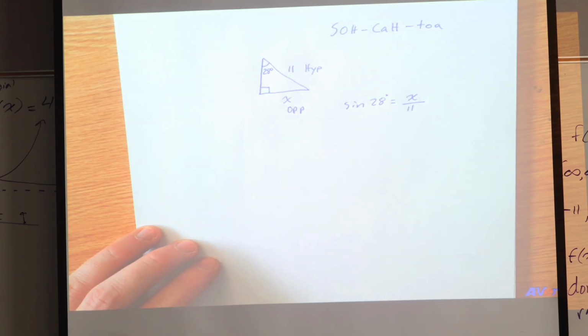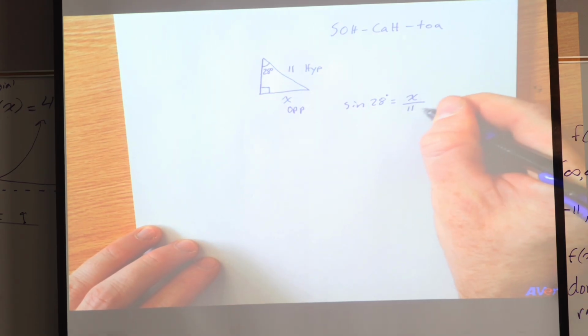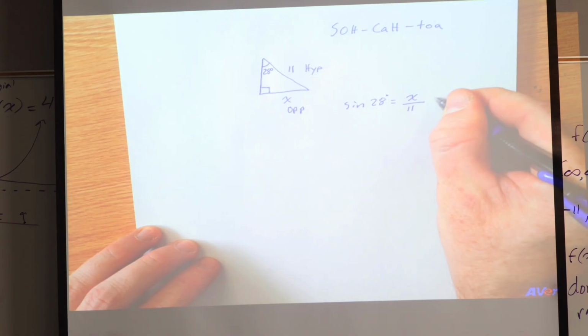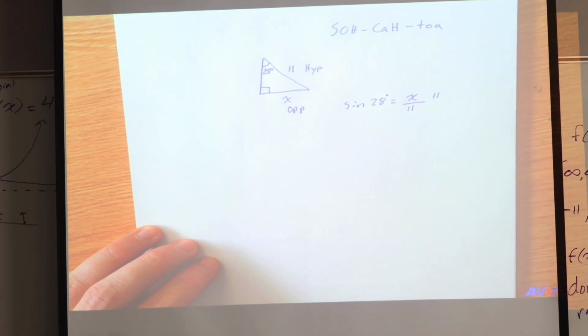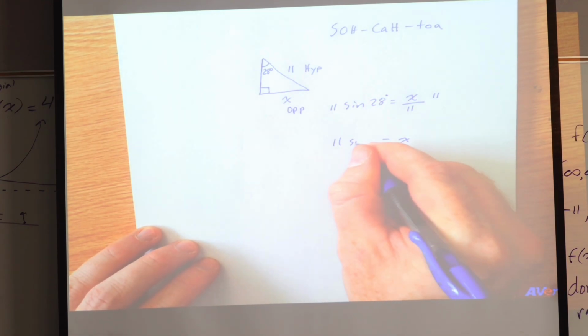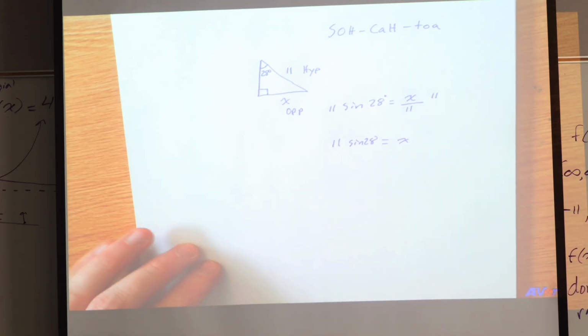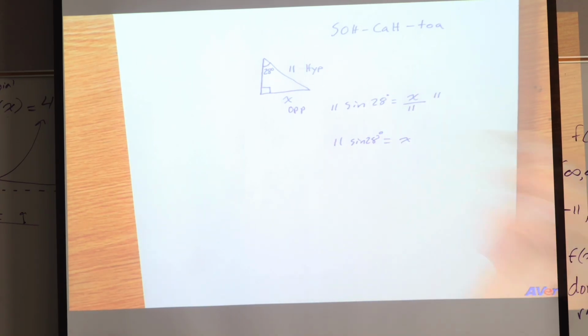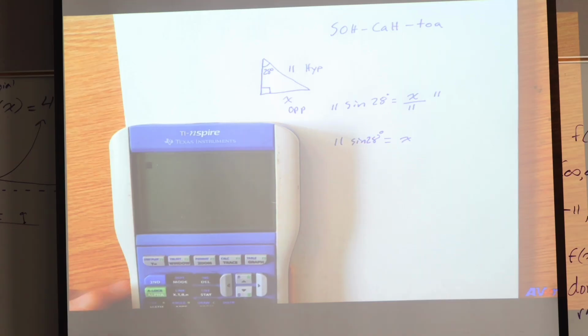Once we're here, then we just use a little bit of algebra. To get the x by itself, we're dividing by 11. So the opposite of dividing by 11 is going to be multiplying by 11. What we do to one side, we do to the other. So we're going to get x equals 11 times the sine of 28 degrees. We grab our calculator.